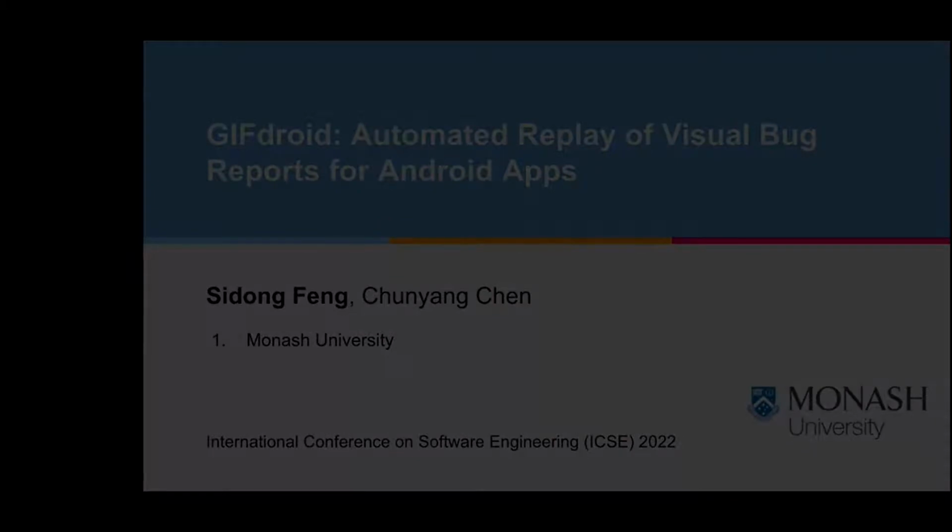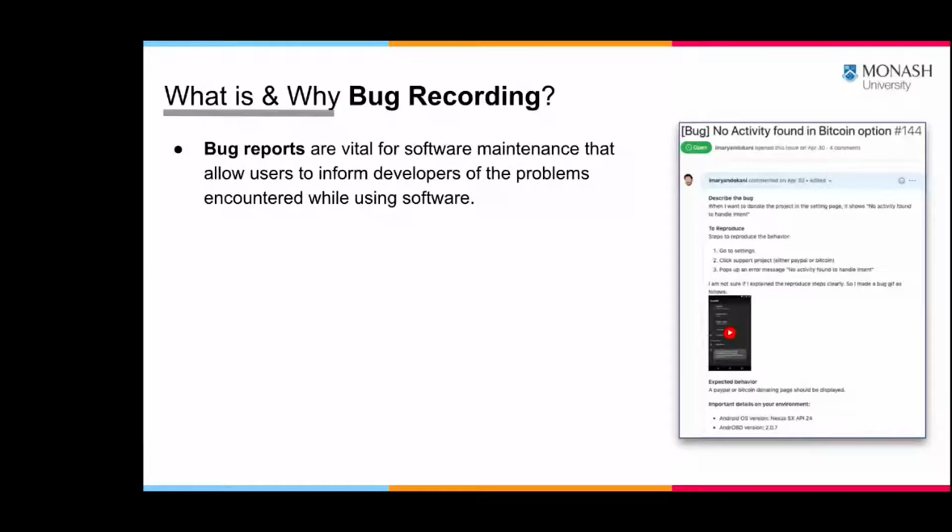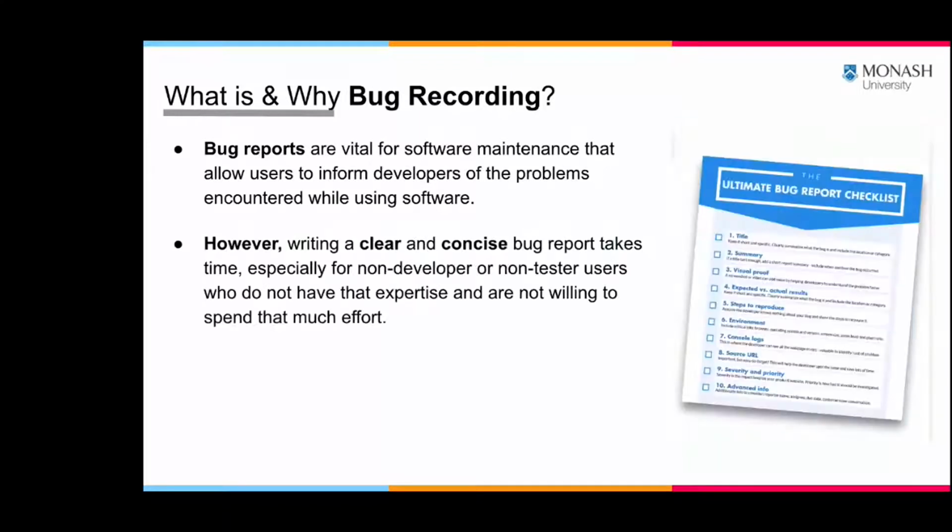First, I would like to briefly recap the motivation of our work. Bug reports are vital for software maintenance, allowing users to inform developers of the problems encountered. However, writing a clear and concise bug report takes time, especially for non-developer or non-tester users who do not have that expertise and are not willing to spend that much effort. A poorly written report will be even more poorly interpreted.